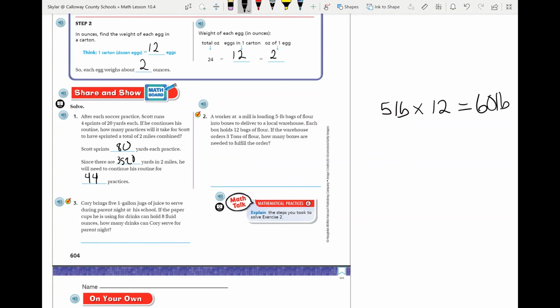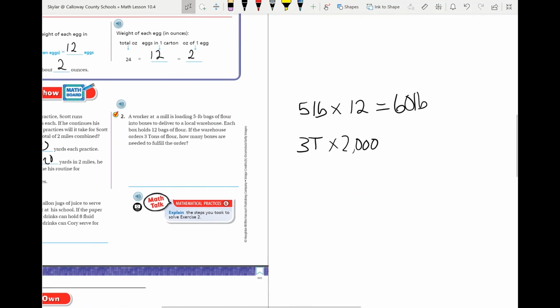If the warehouse orders 3 tons of flour, how many boxes do they need? So let's just break that up a little bit. 3 tons. We know that there's 2,000 pounds in a ton, thanks to our handy dandy chart. So we can just multiply that by 2,000. We want to have the same units. And remember, it's always easier to make those bigger units into smaller ones. Well, almost always easier. So 3 times 2,000 gives us 6,000.